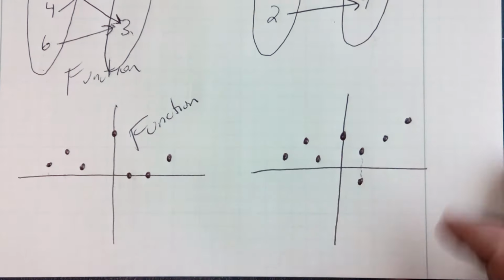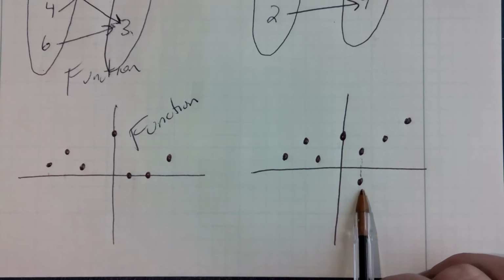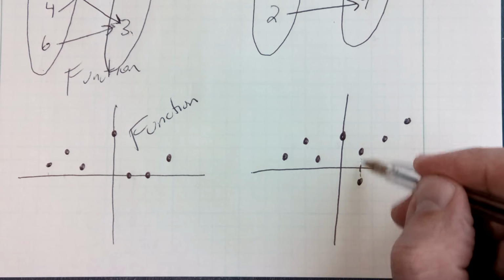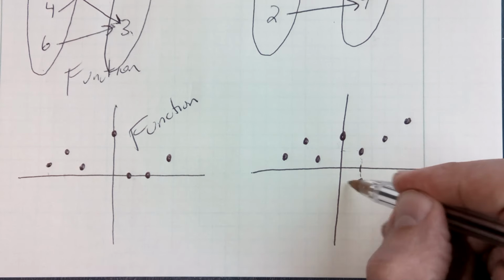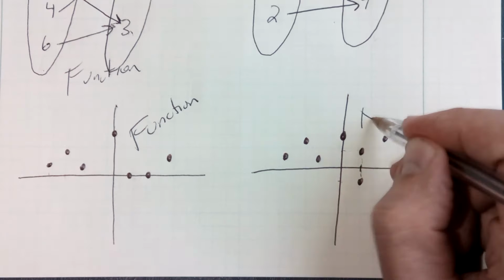But on this one, as you're working your way across, I get to these 2 points right here, and they are lined up vertically. If 2 points are lined up vertically, then this X value has a positive Y value and a negative Y value attached to this X value. That means this is not a function.